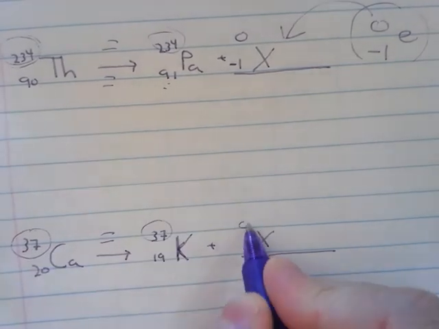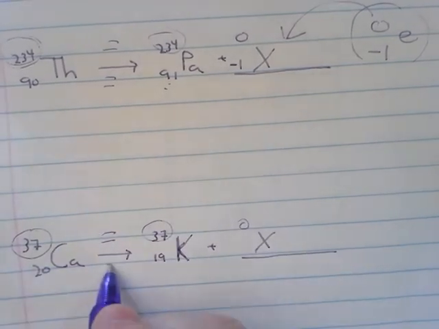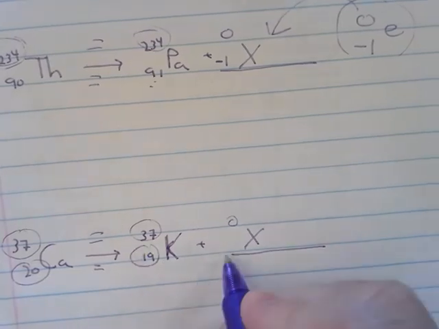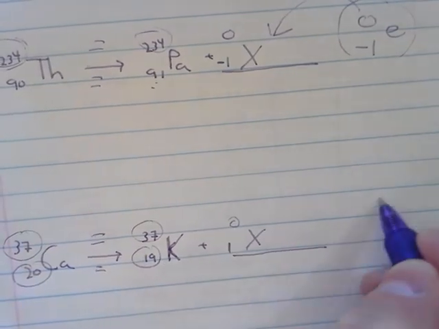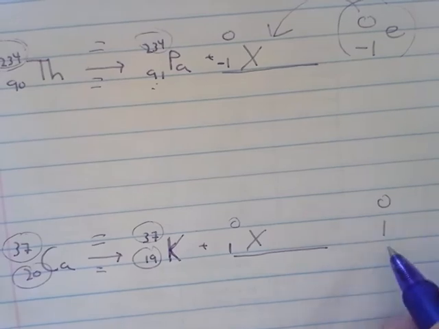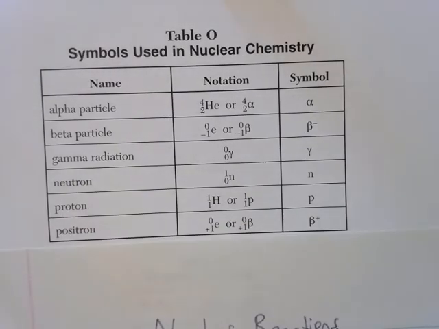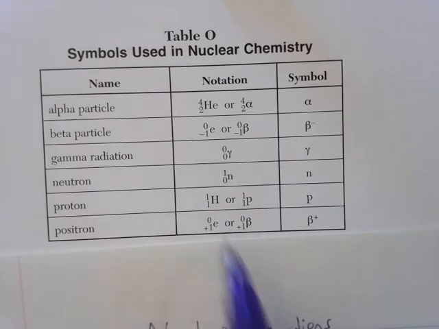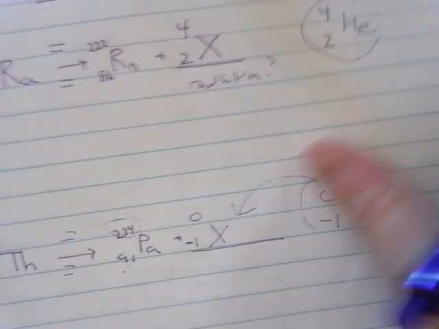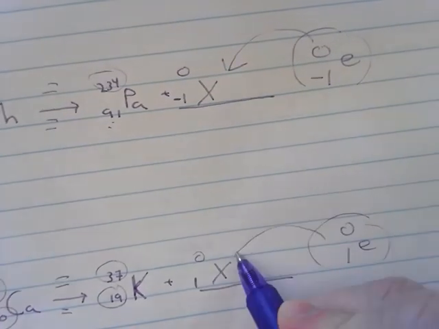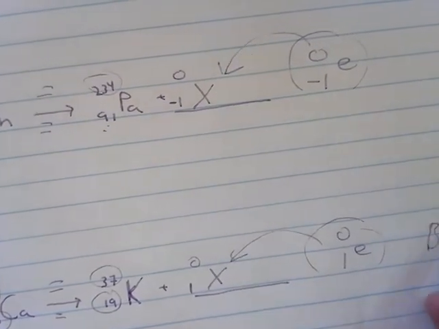Now let's do the bottom number. 20 is equal to 19 plus what? Well, that would be just a +1. What radiation has a 0 on top and a 1 on the bottom? Well, looking at my list, positron is 0 over 1, so this must be a positron. Or you can give it this symbol, B+.